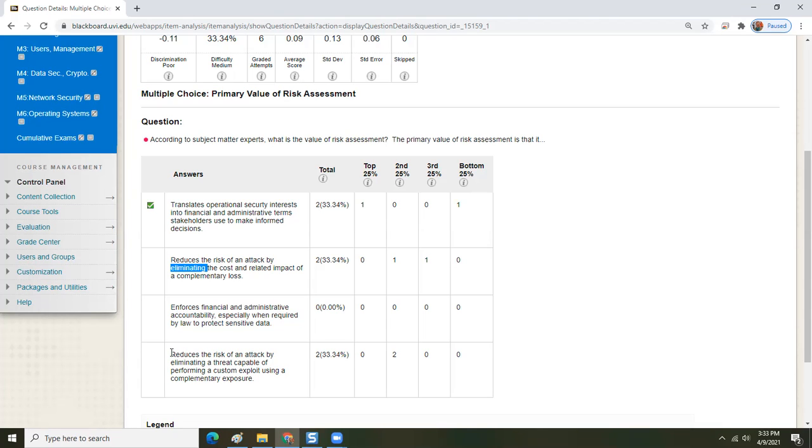Other students answered this one. Reduces the risk of an attack by eliminating a threat capable of performing a custom exploit using a complementary exposure. So in this case, we're eliminating the cost. In the other case, we're eliminating the threat. No, we can't eliminate either. You want to be informed of the threat so that you can take action.